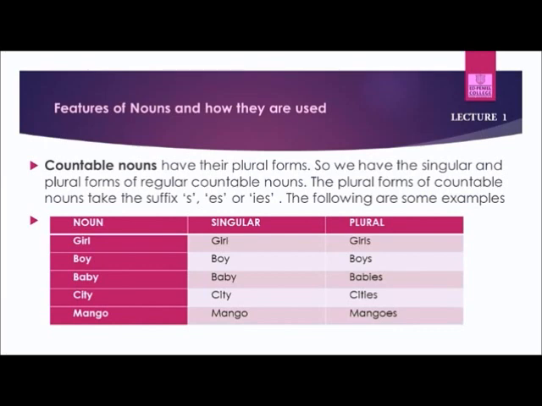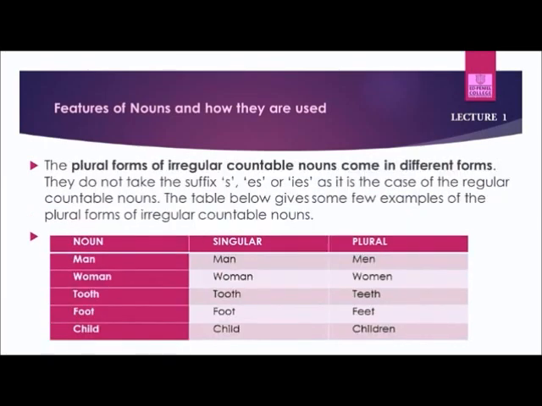So once you are going to make the plural form of a countable noun which is regular, when you say regular countable nouns, they are the nouns that will take s, es, or ies to show that they are more than one. Now we have what we call the irregular nouns. In forming the plural forms of irregular nouns, there is no need to add the s, es, or ies to the base or original noun, as we did with the regular countable nouns. The formation of the plural forms of irregular countable nouns is different.